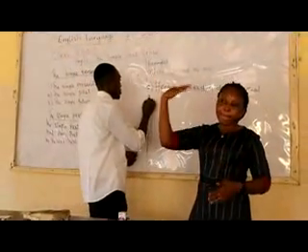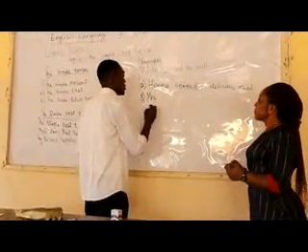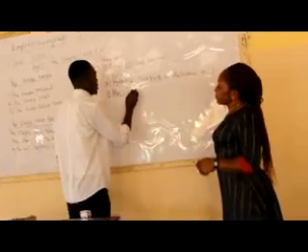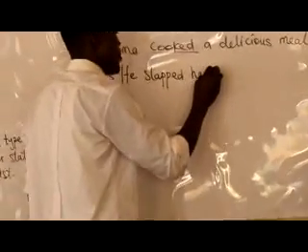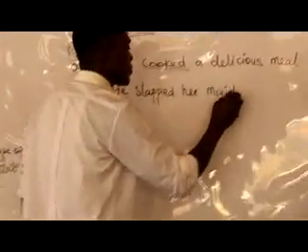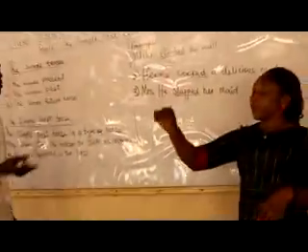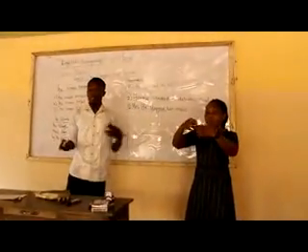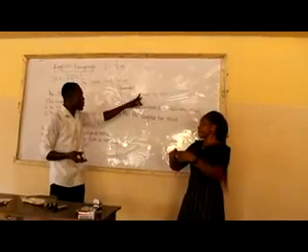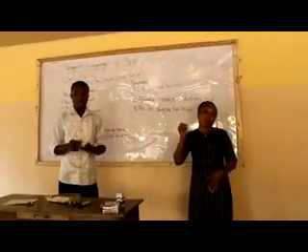Let's give you one other example. Mrs. Ife slapped her maid, and we have slapped. I wonder what the maid did to her anyway. But Mrs. Ife slapped her maid. All these things are one verb element, and they are in past tenses.